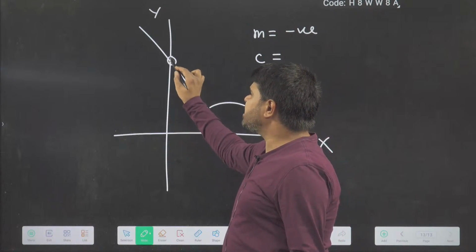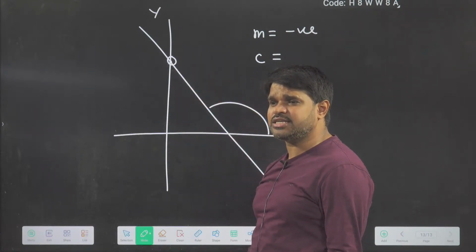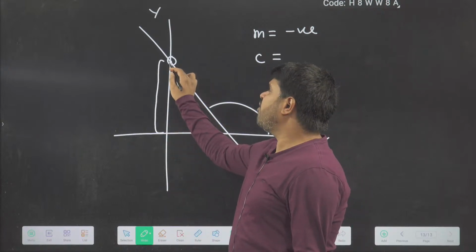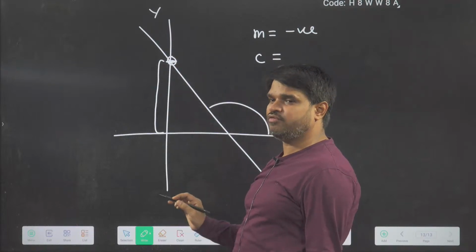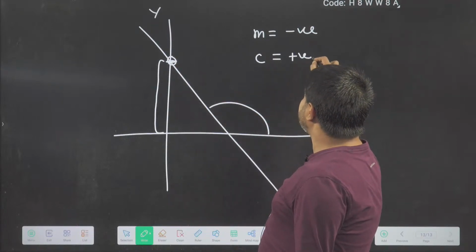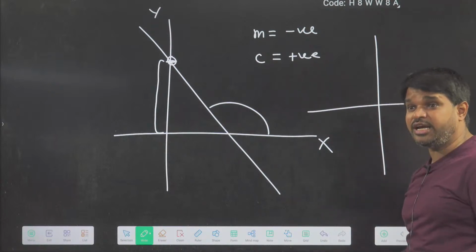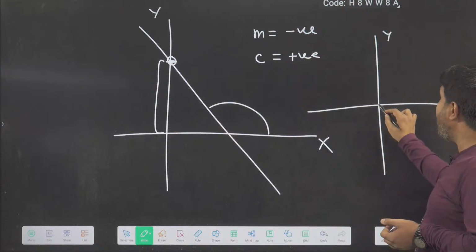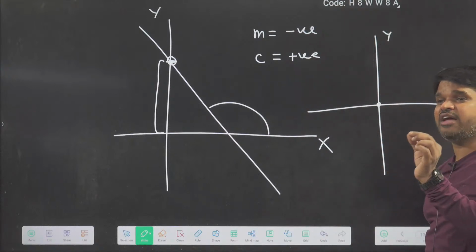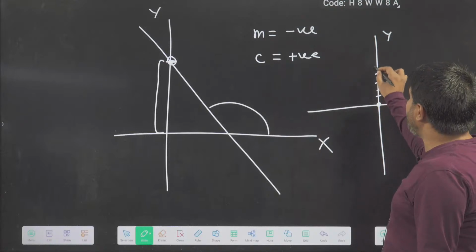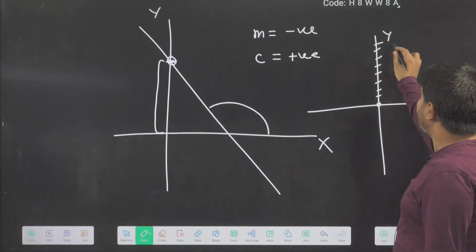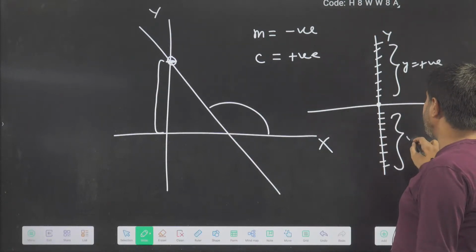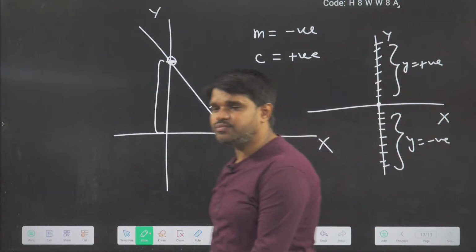Now, the line is cutting the y-axis above the origin. Whenever a line cuts the y-axis above the origin, the y-axis intersection point is what? Positive. Okay. So C is positive. Someone is having some confusion regarding C, so let me tell you. At the origin, what is the y value? 0. Whenever you go above the origin, y everywhere is positive. Whenever you go below the origin, y everywhere is negative. Write it. Okay.